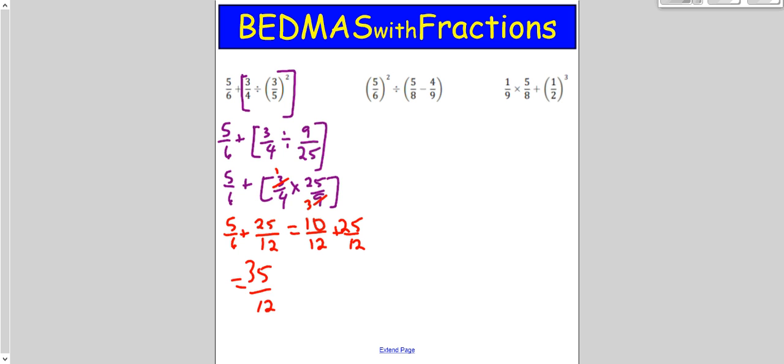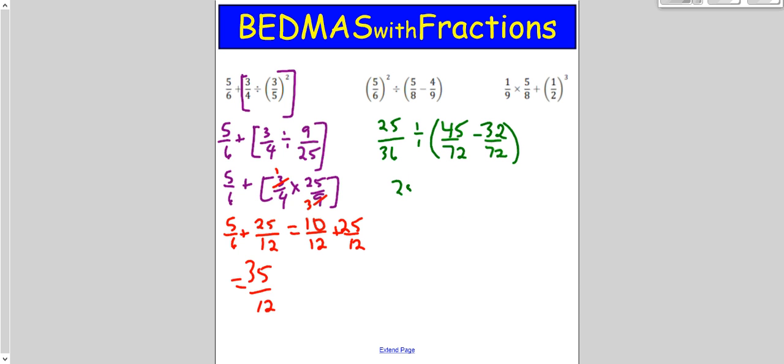All right, let's try another one. Now this is where I have my brackets right here. So this means I have to do this first. I can work this out too, this exponent. So 5 squared is going to be 25. 6 squared is going to be 36 divided by, okay, I need a common denominator between 8 and 9. And that's going to be 72. So 8 times 9 is 72. 5 times 9 is 45. 9 times 8 is 72. 4 times 8 is 32.